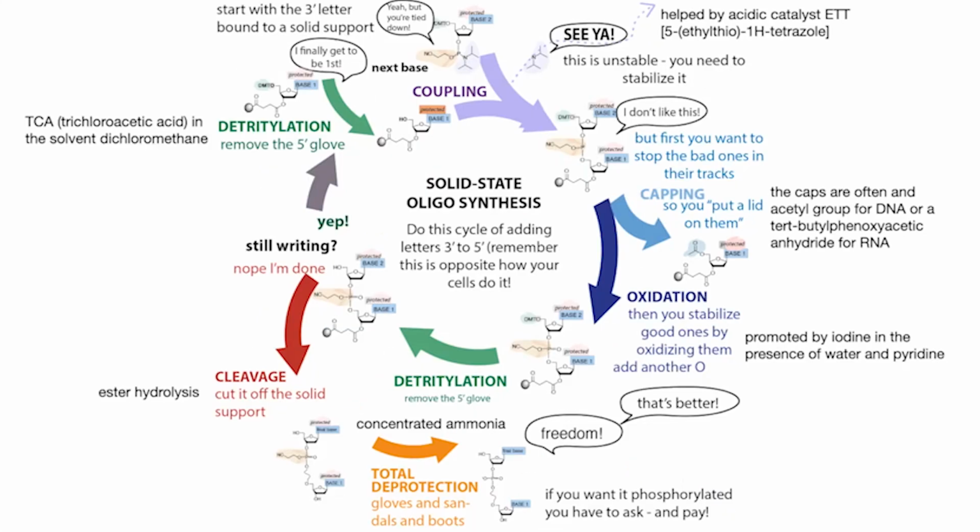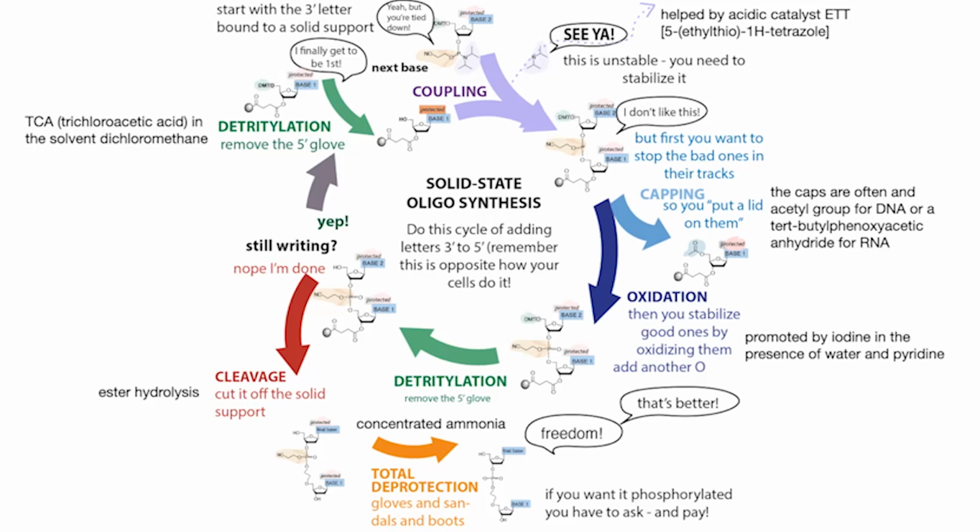And so we're going to cap them with a different group this time. This is typically an acetyl group for DNA or a tert-butylphenoxyacetic anhydride for RNA, something that's going to be really hard to come off. And so it's not going to come off in your various future cycles and therefore react. And so the capping is going to be that step.